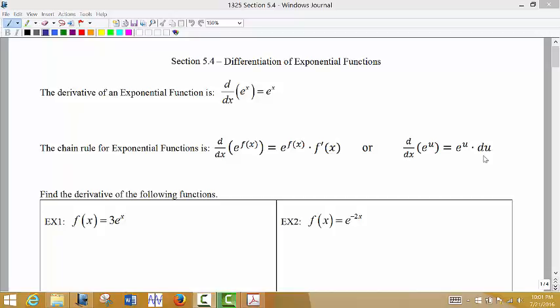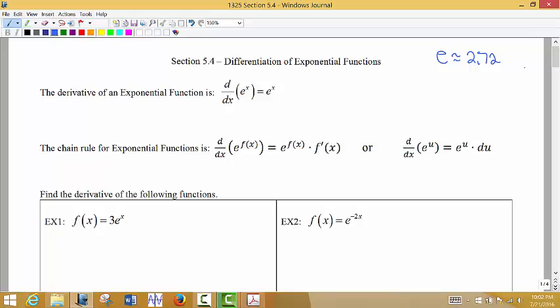Alright, so now in section 5.4 we're going to be looking at taking derivatives of exponential functions. The good news is that it's very, very simple. When we have an exponential function, we're going to look specifically at the natural base. So we said that the natural base of e was approximately 2.72.